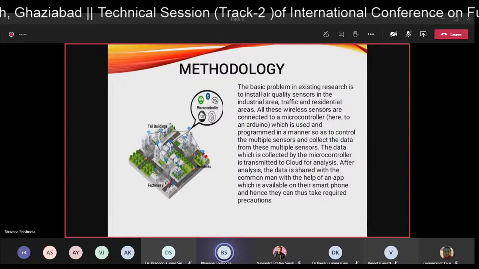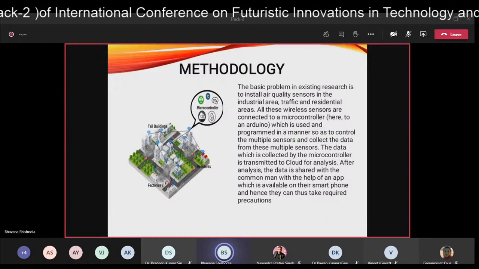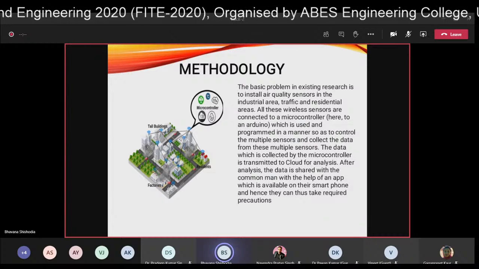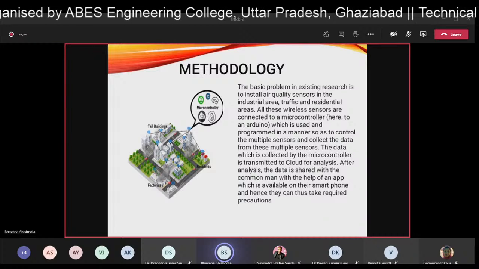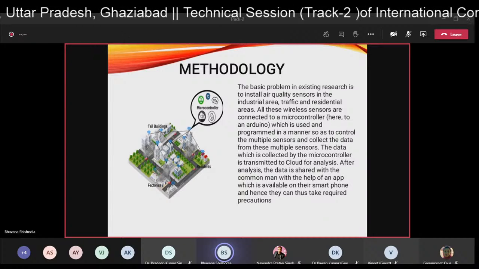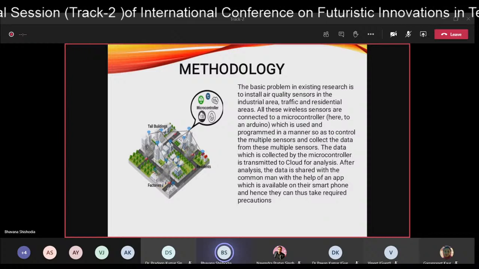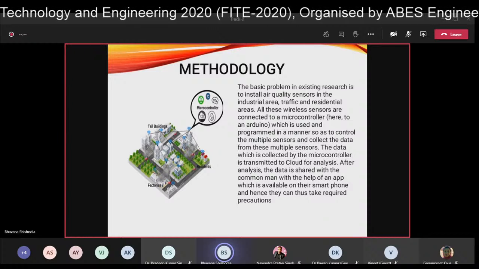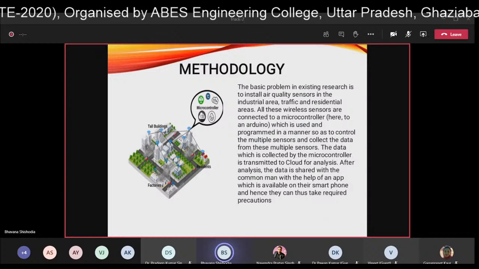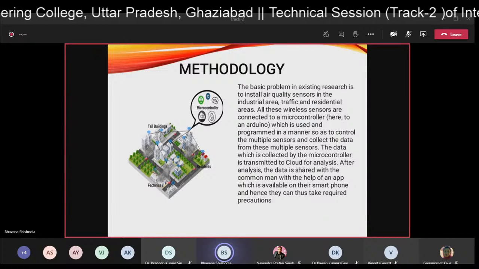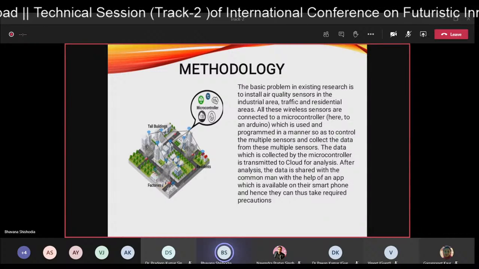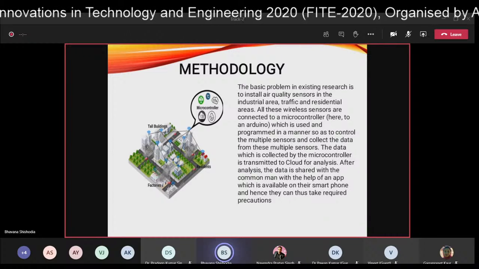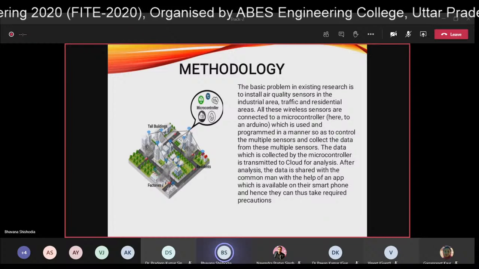From the microcontroller, we control all the sensors, and through the IoT gateway, we send that real-time data to the cloud, and we can analyze that data. After analyzing, we show that data on an app which everyone can access to get a real-time view of air quality in their areas. And we can deploy these sensors everywhere, like industrial areas, traffic, residential areas, and many more.